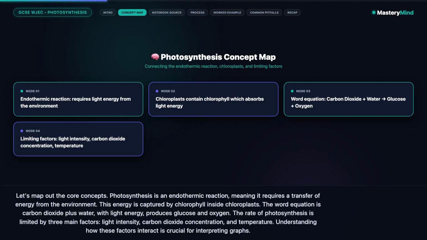The rate of photosynthesis is limited by three main factors: light intensity, carbon dioxide concentration, and temperature. Understanding how these factors interact is crucial for interpreting graphs.